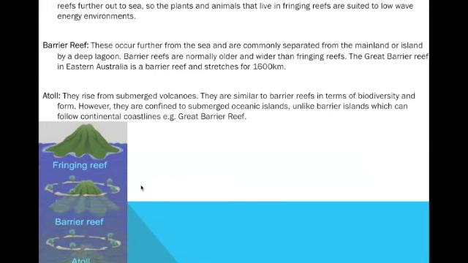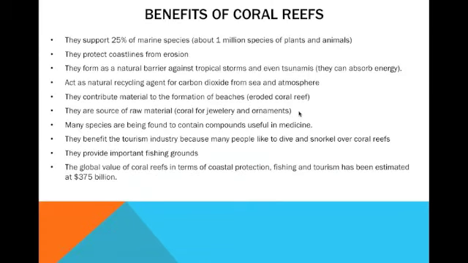So, yep. Benefits of coral reefs. What's good about them? Well, they support 25% of marine species, and they protect coastlines from erosion. They act as a natural barrier against tropical storms and even tsunamis, since they can absorb energy. They act as natural recycling agents for carbon dioxide from the sea and the atmosphere. They contribute material to the formation of beaches in the form of eroded coral reef material.